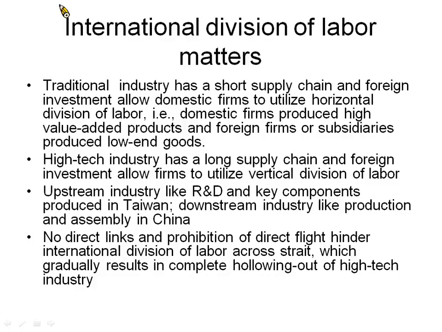And the high-tech industry, on the other hand, has a long supply chain. And foreign investment allows firms to utilize vertical integration, a vertical division of labor. Upstream industry like R&D and key components are produced in Taiwan, and then downstream industry like production and assembly is in China. Thus, a kind of international division of labor across the strait. Okay?